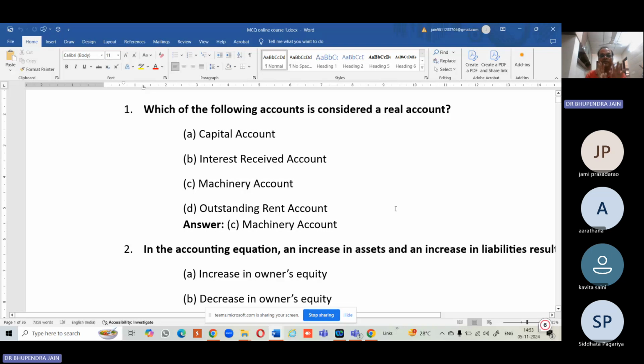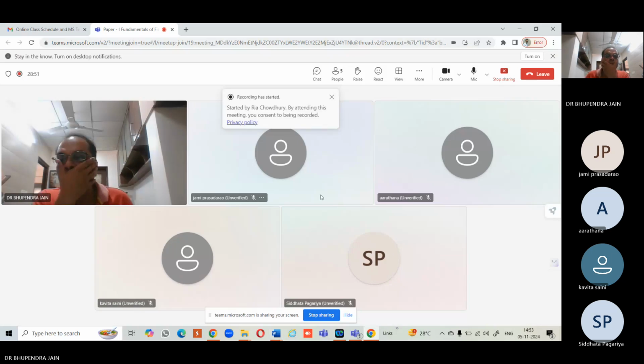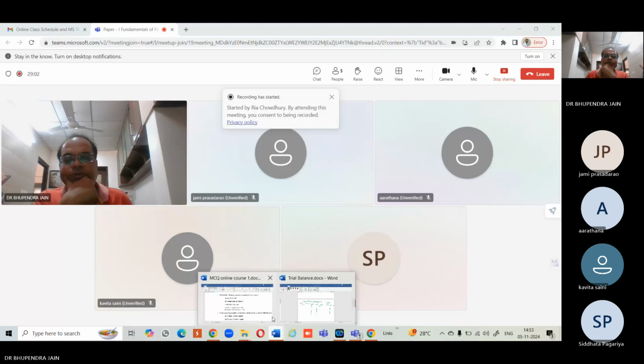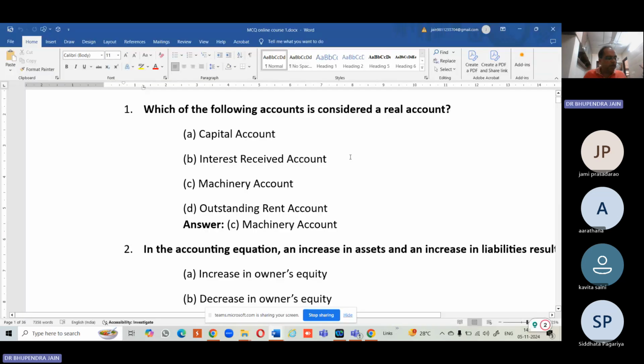So beta, the screen is visible. Question number first. Screen visible? Tejaswini is not there. Okay, no issue.